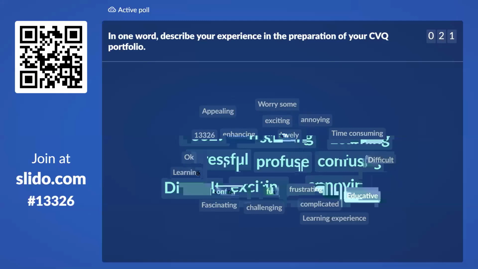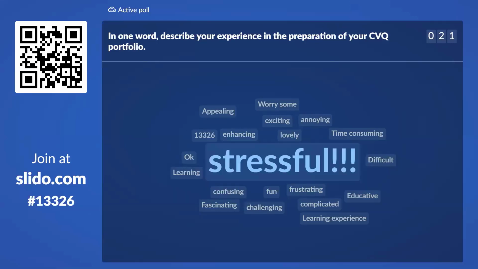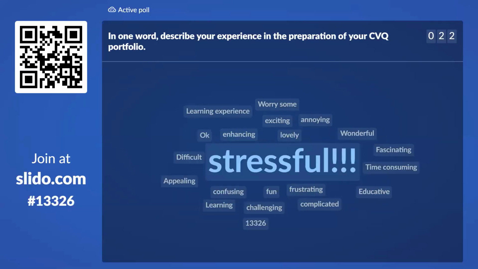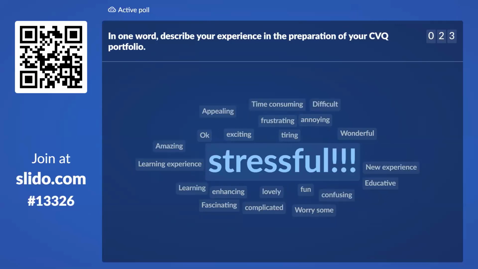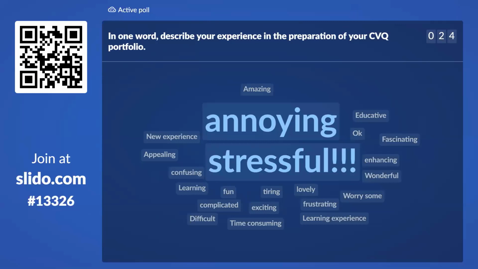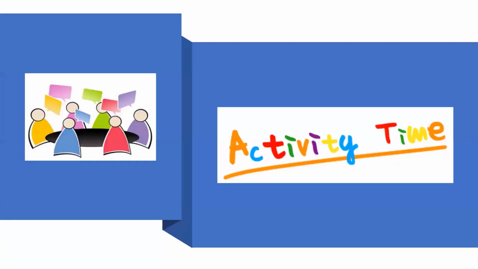Wow. For the most part it's stressful. I see this big stressful coming at me, jumping out at me. All right, complicated, worrisome, wonderful. So it's mixed. Learning experience, amazing. It's okay. New experience. Wow. Tiring. Oh my. So one person's experience is overbearing. Another person said that they're still learning.